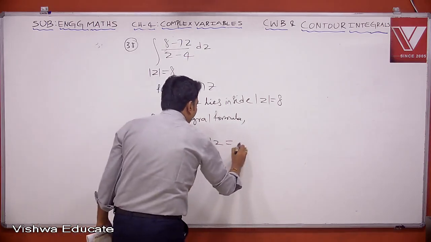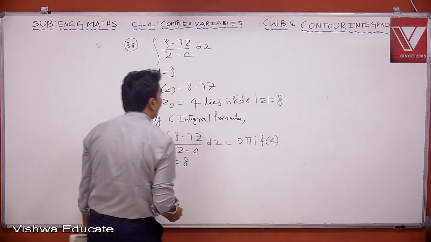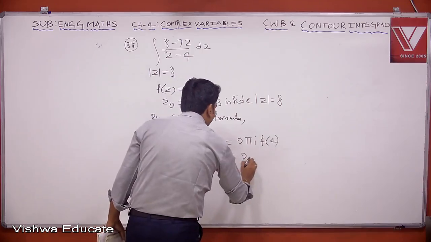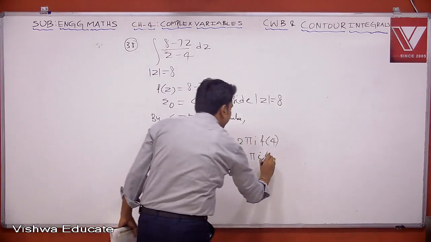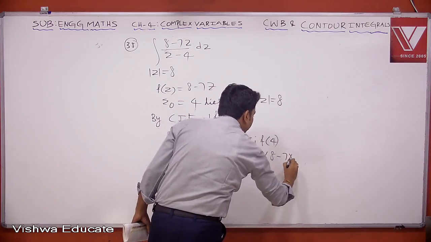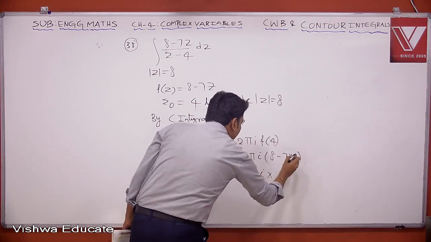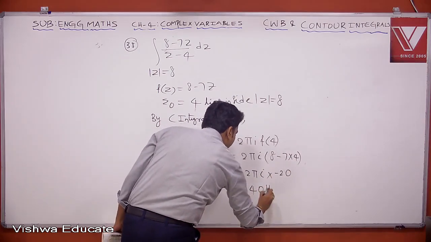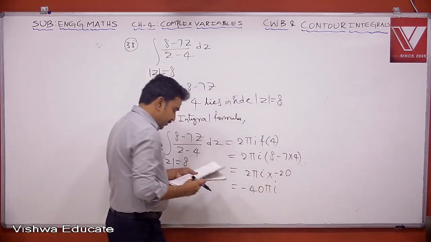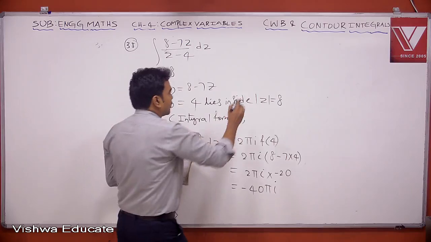will be equal to 2 pi I into f of 4, because z naught is 4. Therefore this is 2 pi I into f of 4, 8 minus 7 fourths. So this is 2 pi I into minus 20, therefore this is minus 40 pi I. So minus 40 pi I, option C is the right answer.